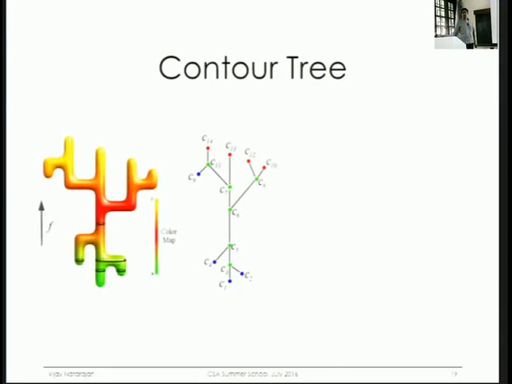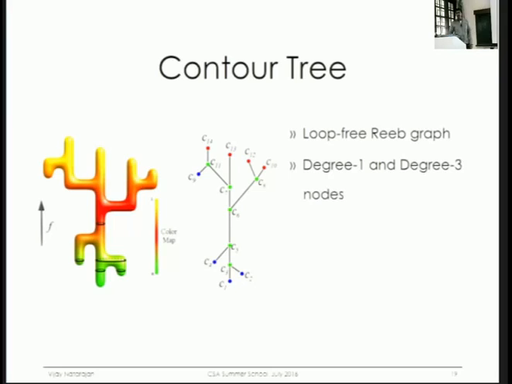So here is a contour tree. As you can see, it's loop free, and that's actually the definition. But look at the nodes. The nodes are the blue minima, the red maxima, and the green saddles. And these nodes are either degree 1 or degree 3. Either a component is born, dies, leaves, or two components merge, or a component splits, degree 3.